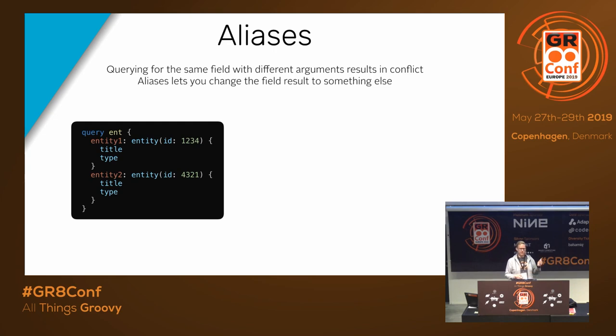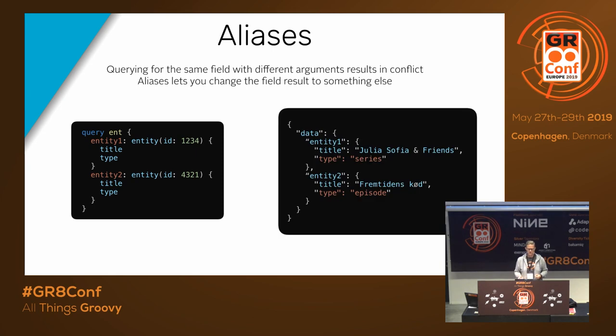In this example, we are querying for two different entities with two different IDs. You cannot really do that because it's kind of like overloading. It's two different input parameters to the two different entities. So that's why we use aliases. The first one is called entity one, and the second one is entity two. That means the client can say to the server, when I get the response from this query, return the response with these names instead of the original names. So the response would look like this. You see the first one is called entity one, the second one is entity two, and these are of type series and episode.